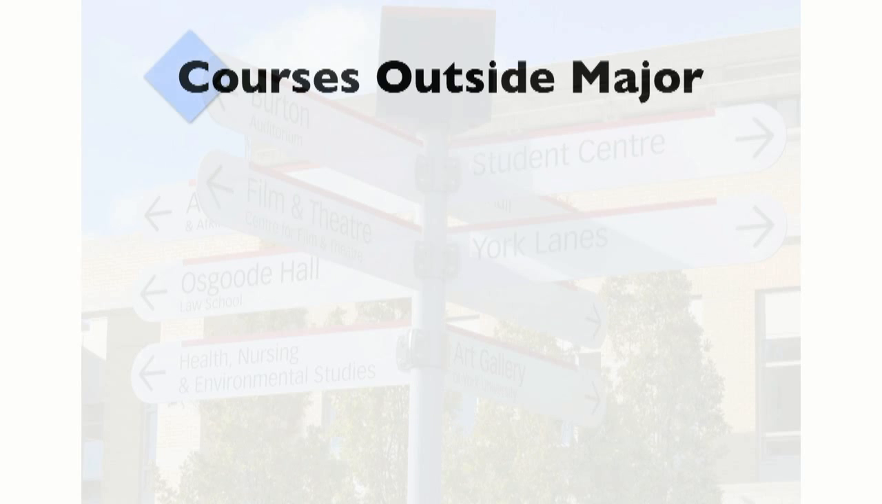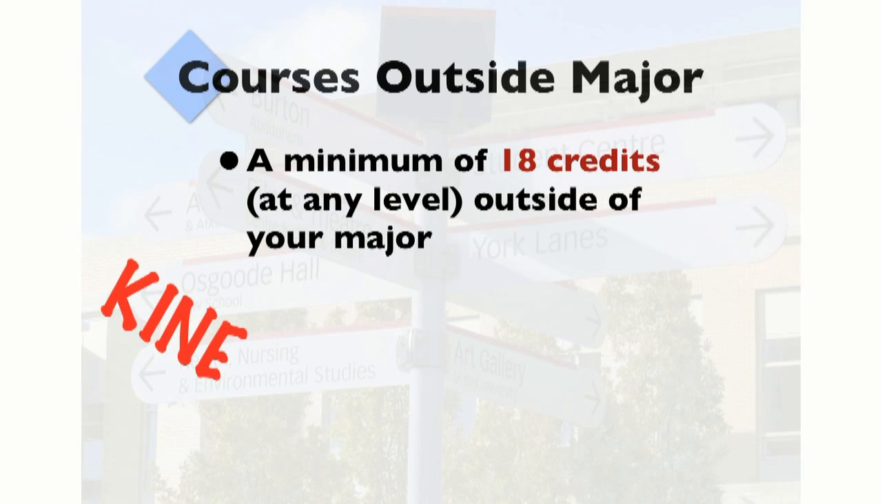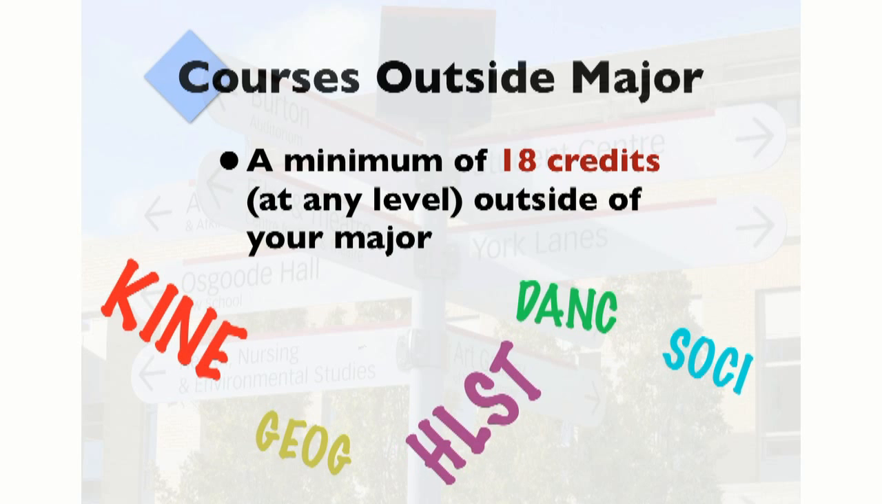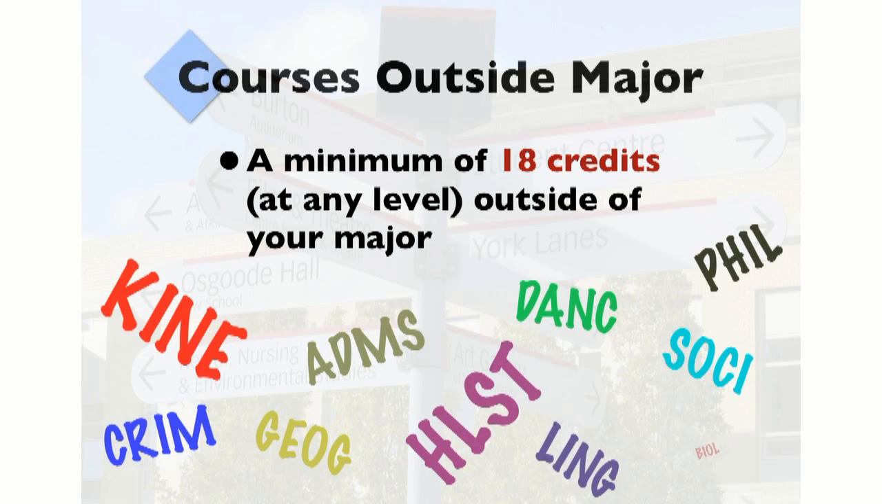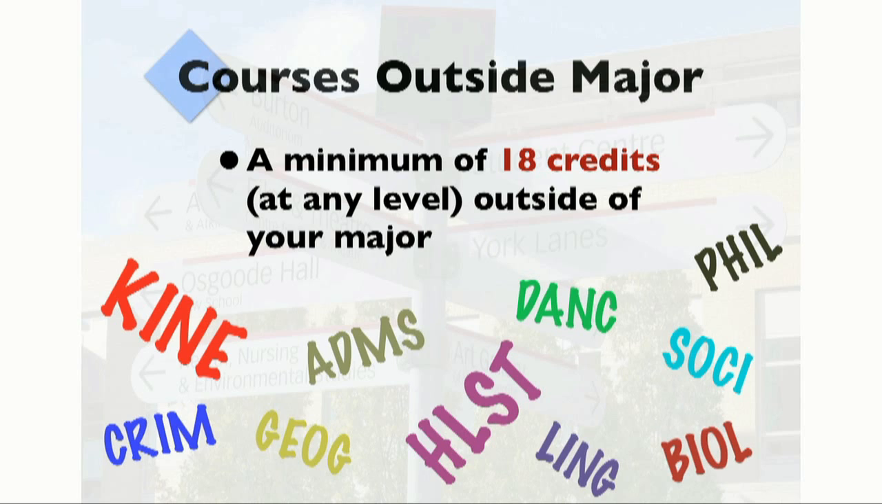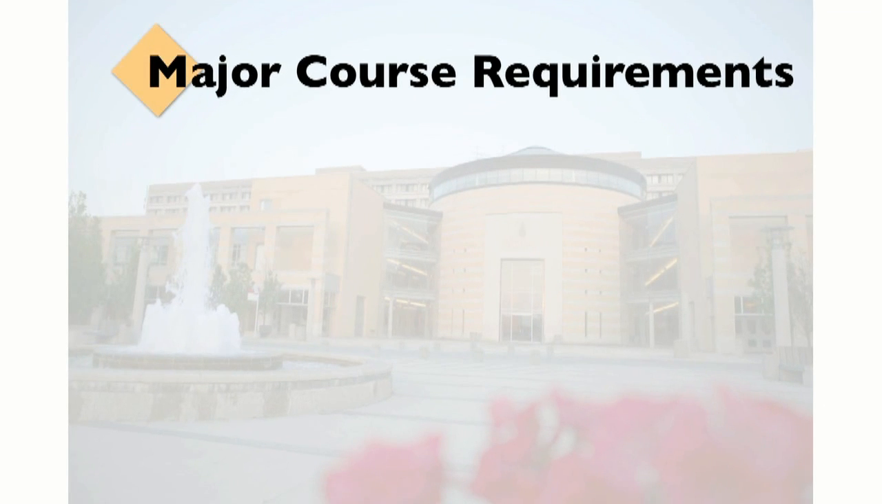In addition to general education requirements, you will also be required to take a minimum of 18 credits at any level outside of your major psych requirements. Just remember that courses outside your major might be course credit exclusions for psych courses and therefore cannot be used to satisfy this requirement. Okay, so now that we reviewed the general education and courses outside your major requirements, let's talk about your major course requirements.